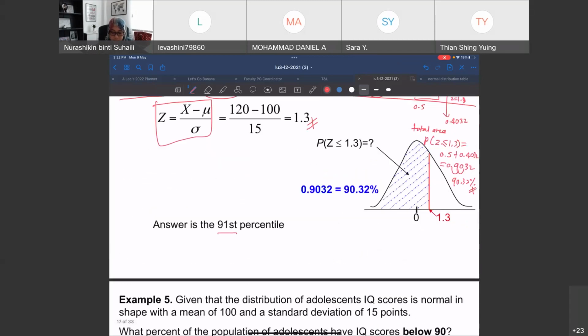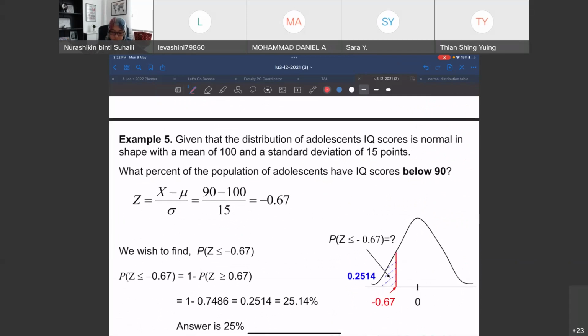So the same thing, this is just a little variation of the question below. So you convert first, and this is x. Okay, the same thing. This is mu. This is sigma. Find the z. Sorry, so the z is minus 0.67. So you know that the region lies on the left axis because z is equal to minus 0.67. So the area is actually here.